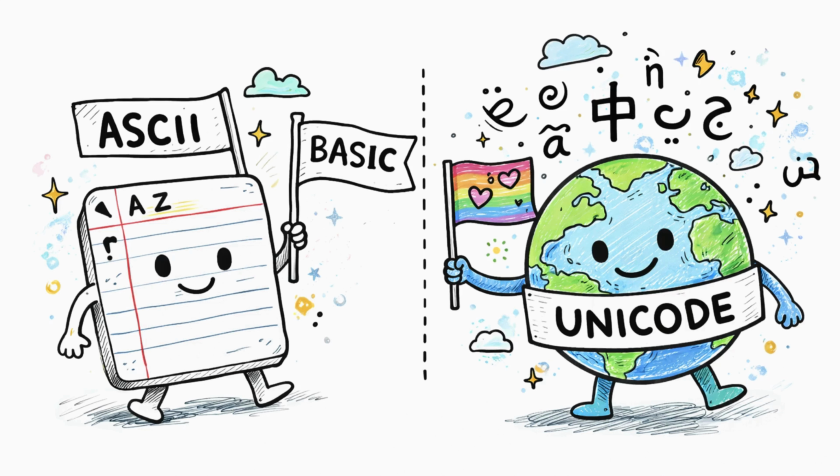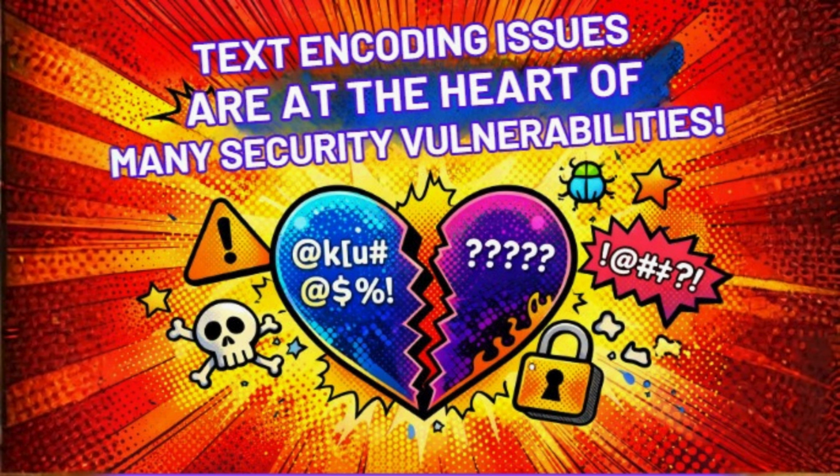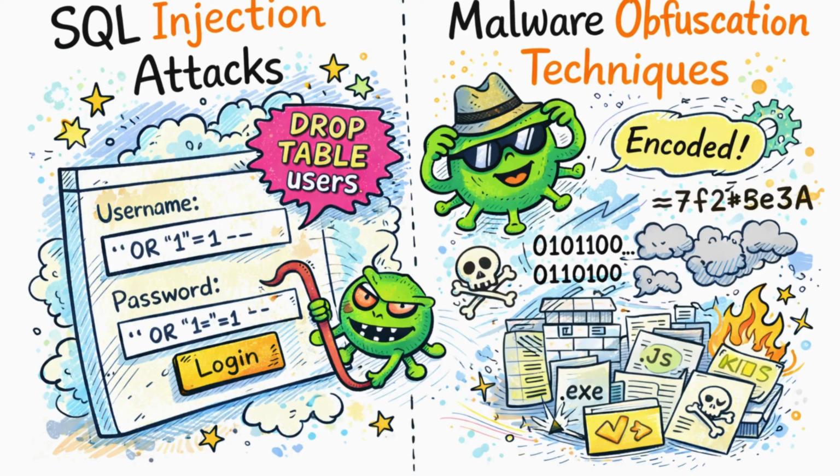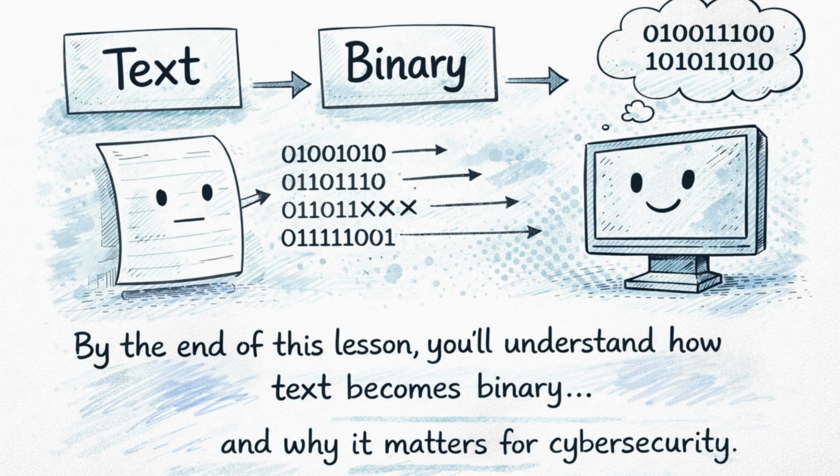Understanding these systems is surprisingly important for cybersecurity. Text encoding issues are at the heart of many security vulnerabilities, from SQL injection attacks to malware obfuscation techniques. So I'm hoping that by the end of this lesson, you'll understand how text becomes binary and you'll recognize why this matters for your security work.